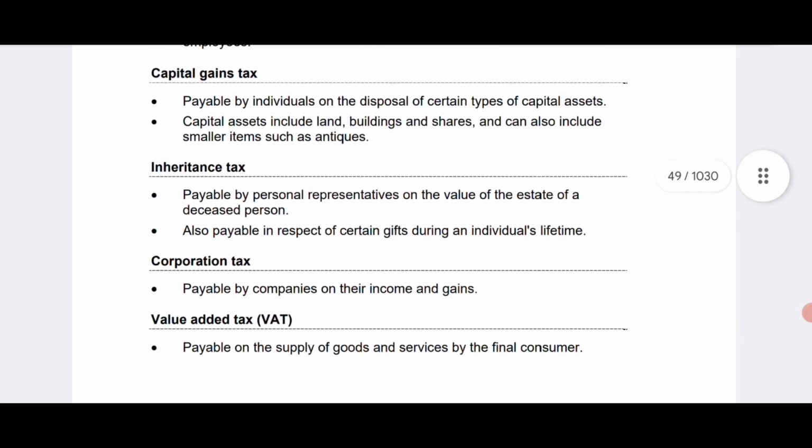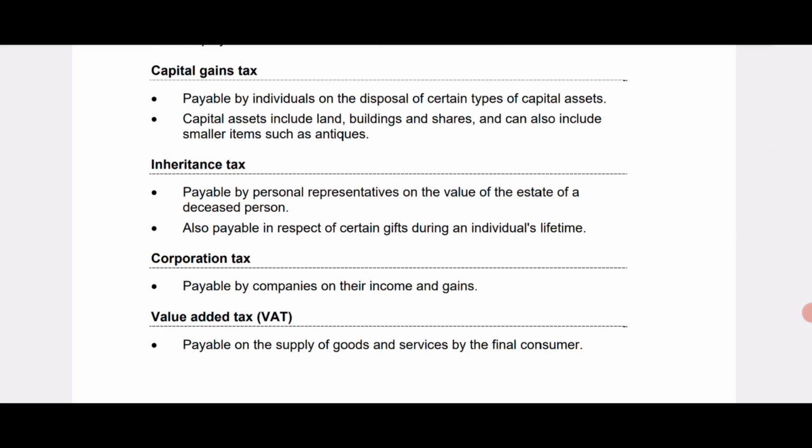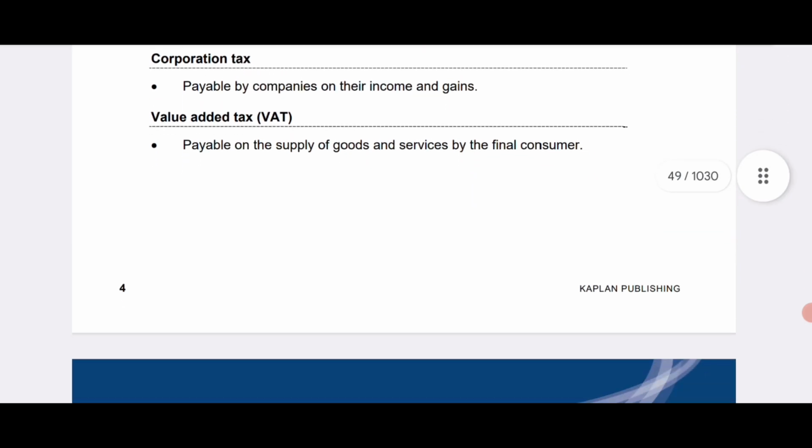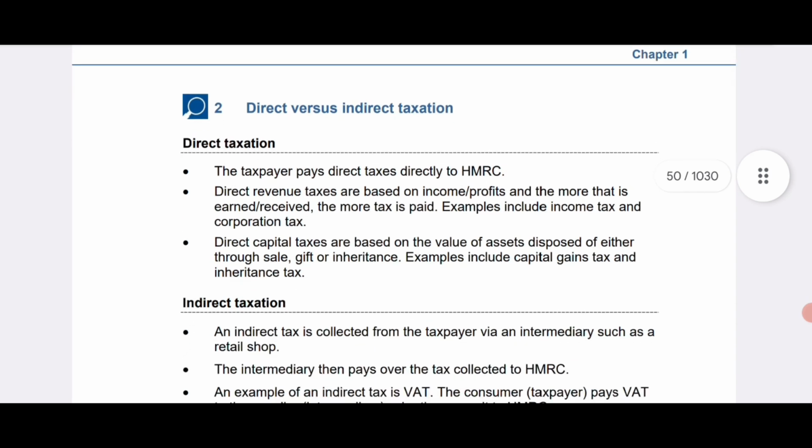Inheritance tax is also very common in the UK. Whatever property they receive from their family, parents, mother or father, they have to pay inheritance tax. Corporate tax is what companies have to pay. Value added tax is VAT. So, direct versus indirect taxation.